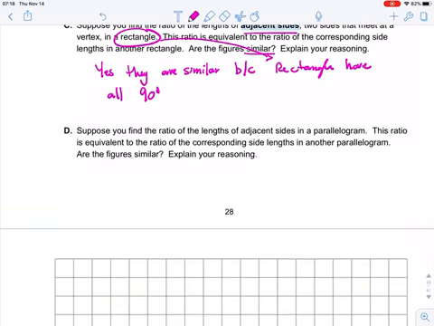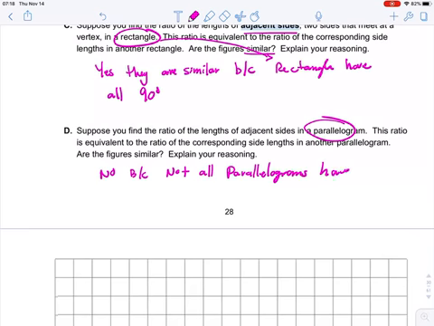This is the same question, but they're just asking if it's a parallelogram. No, because not all parallelograms have congruent angles like rectangles do.